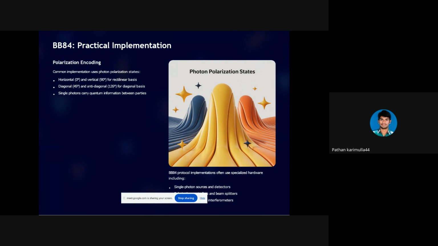So BB84 protocol implementation often uses specialized hardware, including single photon sources and detectors, and we can say phase modulators, interferometers, polarization controllers and beam splitters. So BB84 protocol implementation often uses all this specialized hardware.